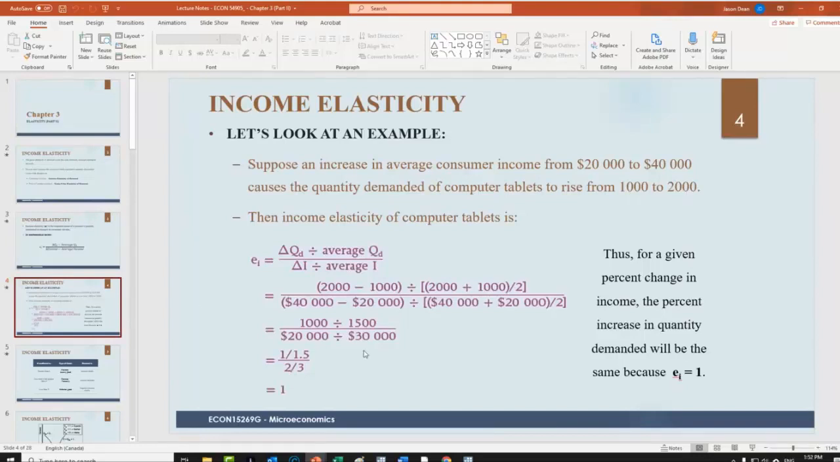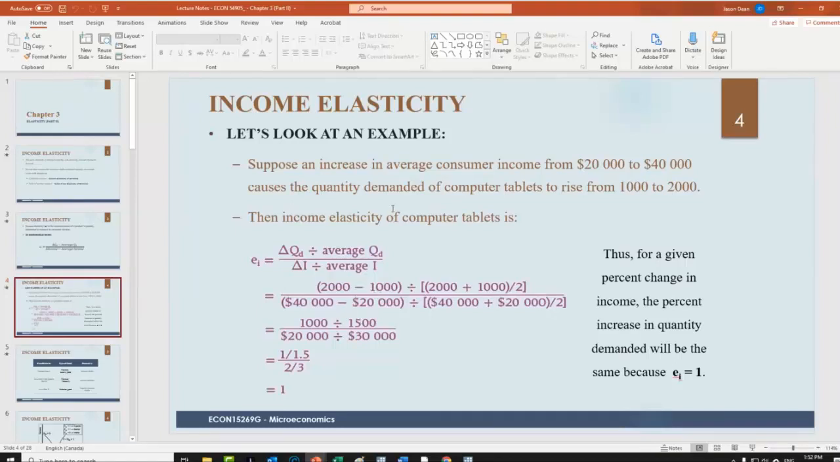In the numerator, we're going to look at the change in the quantity demanded, which is 1,000. And we're going to divide that by the average of the 2 numbers, so that's 1,500. Now for income, what's the change in income? Well, it's 20,000. We're just going to do 40,000 minus 20,000. Now, it's important to point out here that the sign does matter, so we want to make sure we're doing things properly.